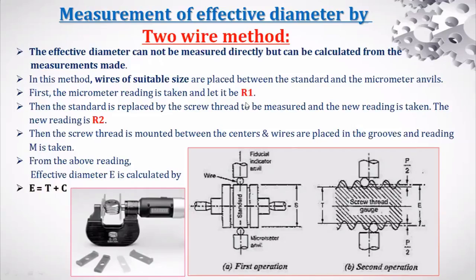Then they replace the standard cylinder by the screw thread. The second one, you can see in the image. The standard is replaced by the screw thread to be measured, and the new reading is taken. It is considered to be R2. And the screw thread is mounted between the centers, and wires are placed in the grooves, and reading M is taken. See, from the above readings, this is the E value.